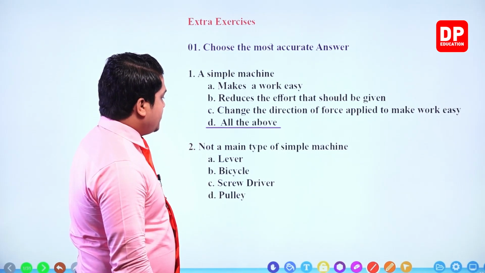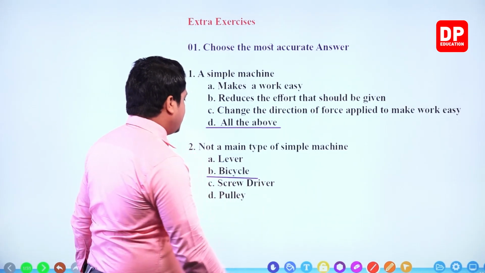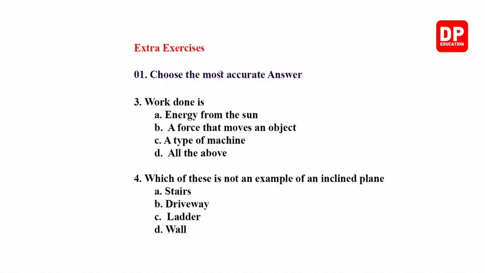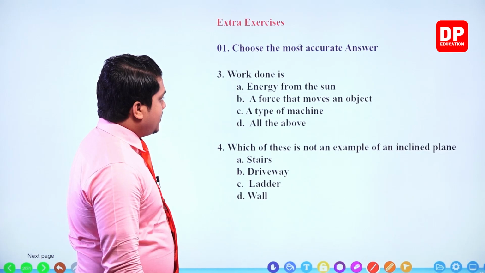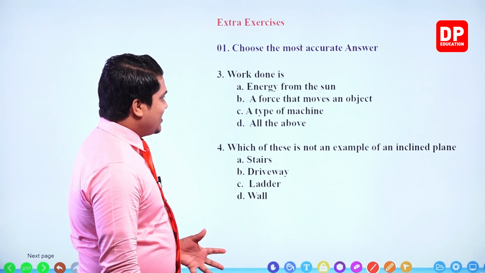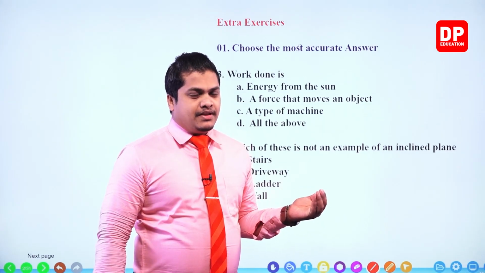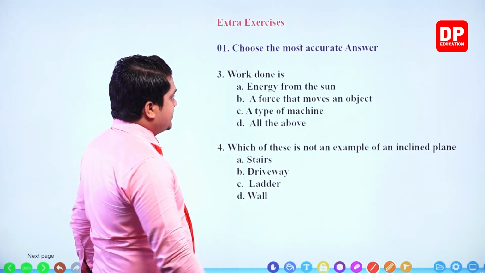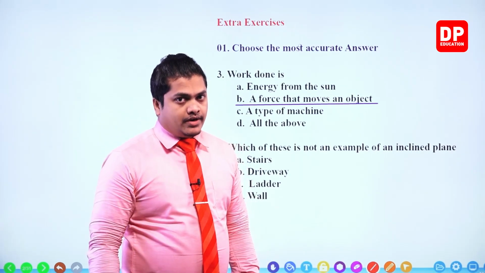Not a main type of a simple machine. Lever, bicycle. Bicycle is not a main type of a simple machine, right? Next one. Work done is energy from the sun, force that moves an object, type of a machine, all the above. So work done means, my dear children, a force which is going to move an object. Simply, I explained what we mean by work done. Work done is force which is going to move a certain object. This is what we mean by work done.